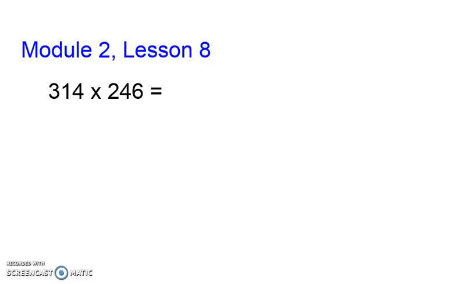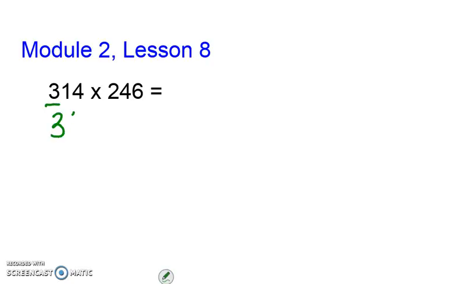Today we will fluently multiply multi-digit whole numbers using the standard algorithm and using estimation to check for reasonableness of the product. Take a look at our first example, 314 times 246.